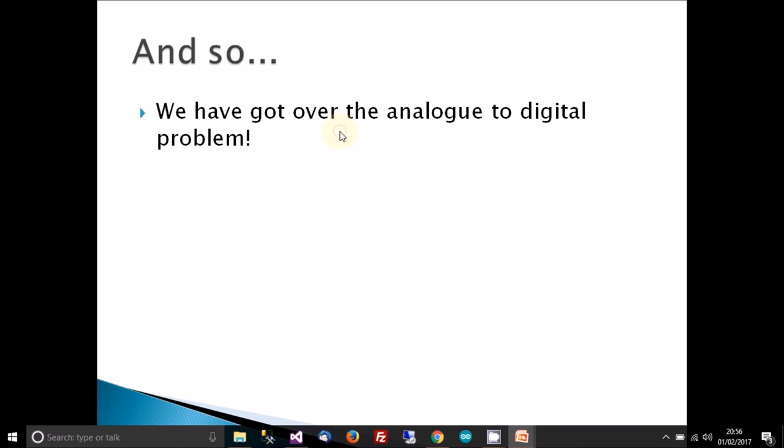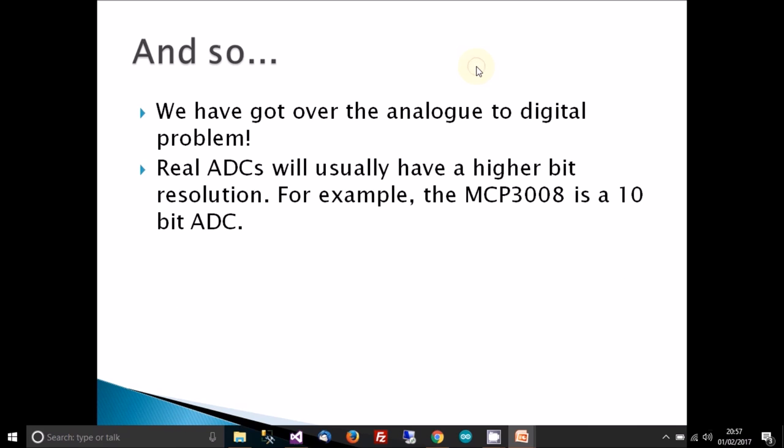So, we've got over the analog to digital problem. We've got an analog signal coming in to measure voltage or something, and we've converted it and got a digital output. And because we have a digital output from the ADC, we can then read the digital input into a microprocessor. So if we tie them all together, we can get an analog input and digital input into the microprocessor with that already converted. And that's what an ADC does.